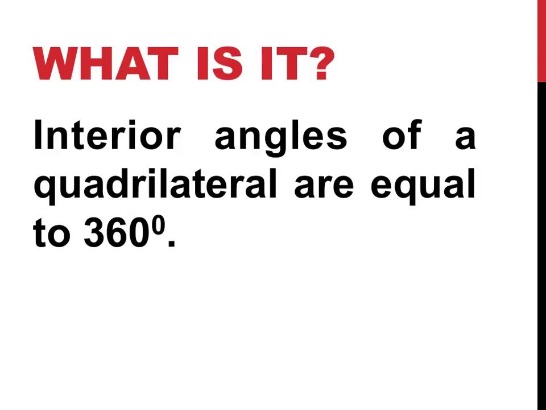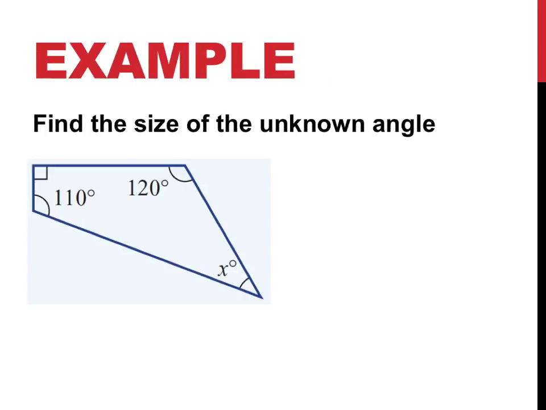The thing that you do need to know is that interior angles of a quadrilateral are equal to 360. You need to know that fun fact. Okay, you can't get away with it. Essentially because I know that a triangle is 180 and a quadrilateral is basically two triangles put together. So it's double, 360.